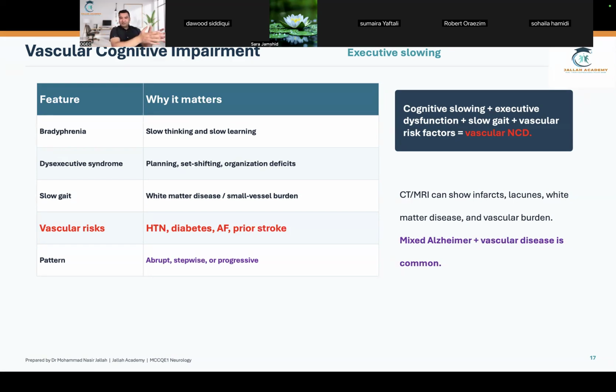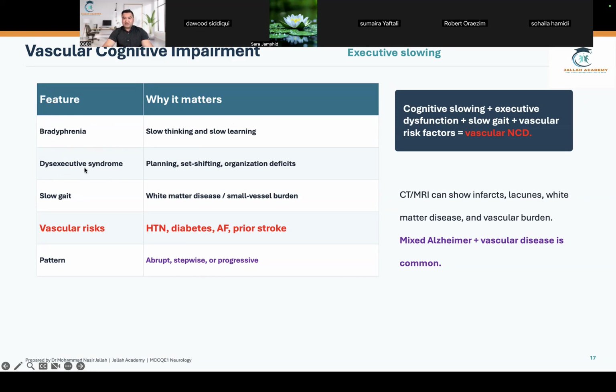Let's say a hypertensive patient with dementia, what is the problem? Hypertension. What did the hypertension do? It damaged the vascular system, so now I could say the vascular is the cause of the dementia. Or a stroke: the patient had a stroke, now dementia. So vascular dementia, atrial fibrillation, or diabetes, which we know affects everything, so you can blame it for everything. Features: bradyphrenia, slow thinking, and slow learning.